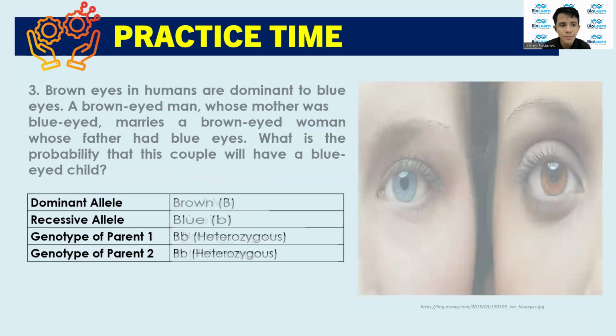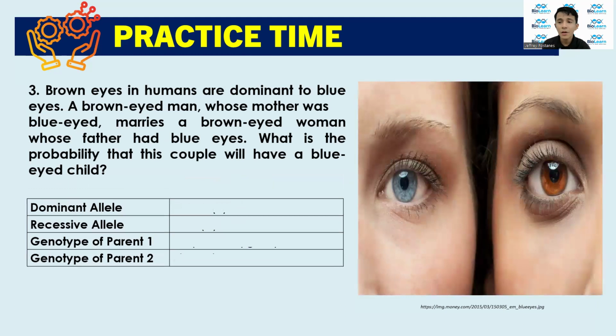Let's proceed. Third, brown eyes in humans are dominant to blue eyes. A brown-eyed man whose mother was blue-eyed marries a brown-eyed woman whose father had blue eyes. What is the probability that this couple will have a blue-eyed child? Okay, let's start with the dominant allele. That's brown or capital letter B. Let's say the recessive allele is blue, represented by small letter b.